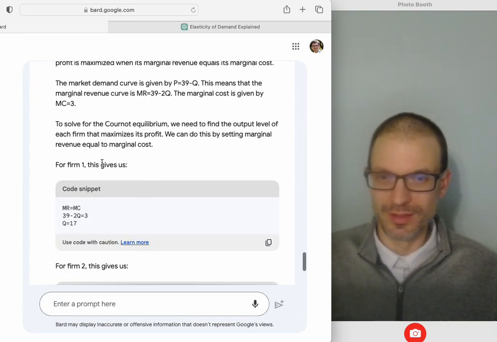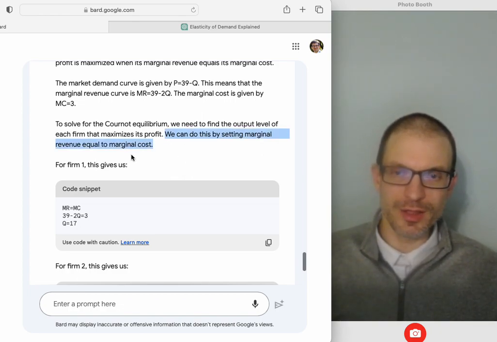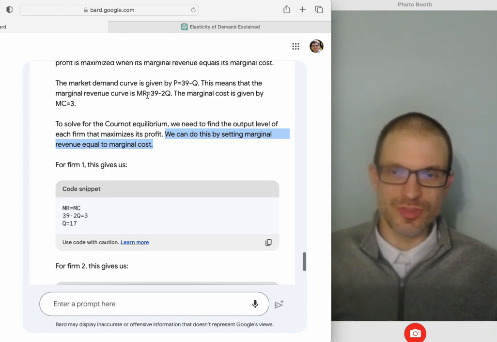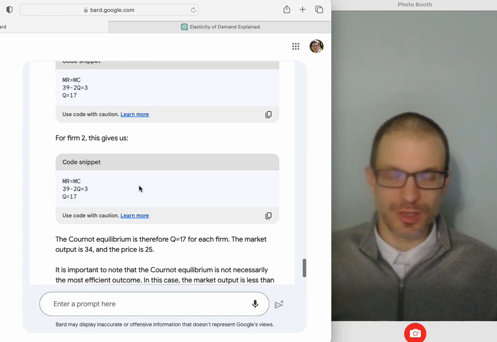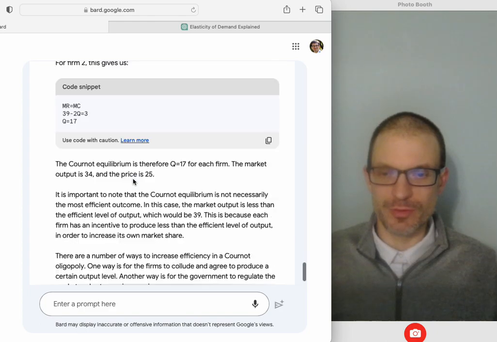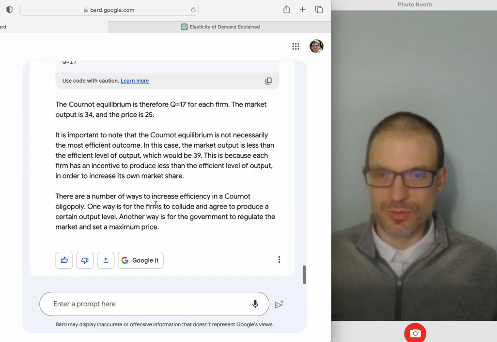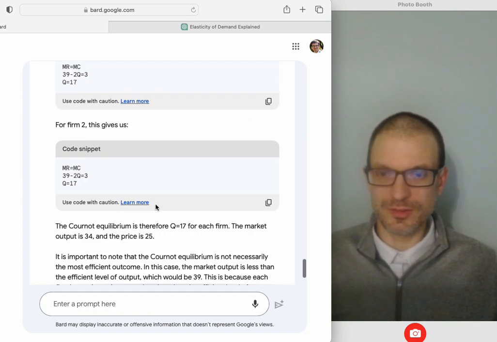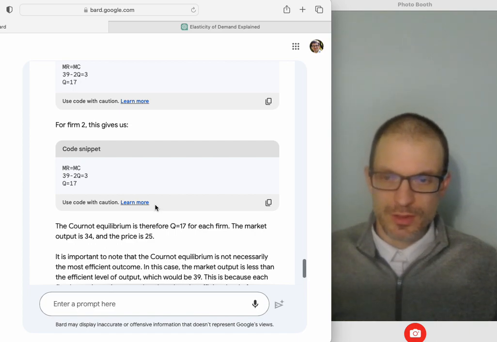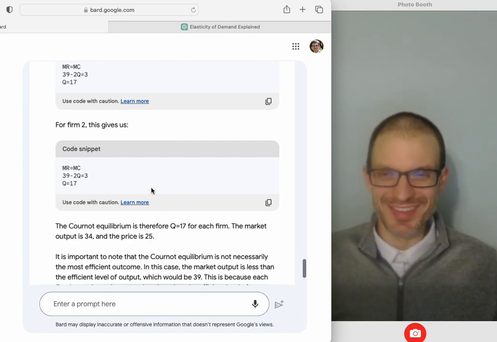Oh boy. To find the Cournot equilibrium, we've got to find the output level. Each firm maximizes its profit. Do this by setting marginal revenue equal to marginal cost. This is actually not wrong, but you can't use this marginal revenue. You have to take into consideration the other firm's quantity. So this is not good. It's not good.